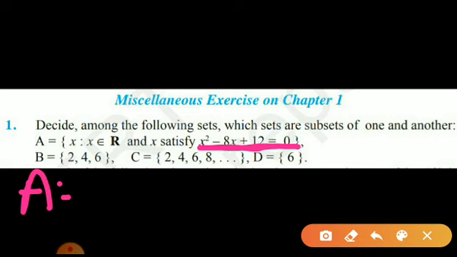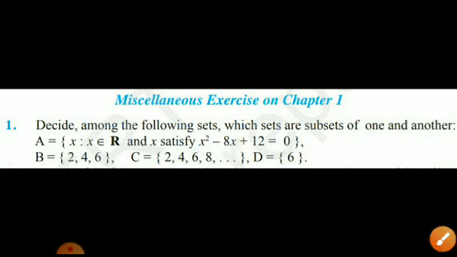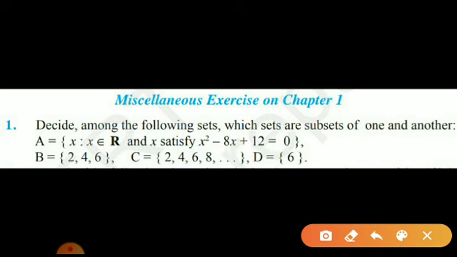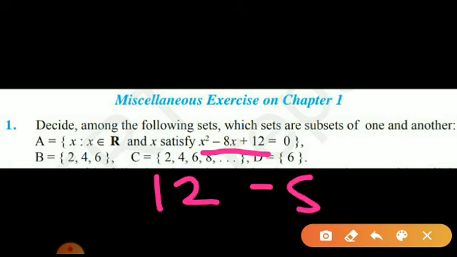So how will it be? If I make use of splitting the middle term, x square minus 8x plus 12 equal to 0. That means your product is what? Product is a into c, that is 12. And what is the sum? Sum is minus 8. And here the coefficient of x square is 1, so directly I can write the factors. Now product is 12 and sum is minus 8.